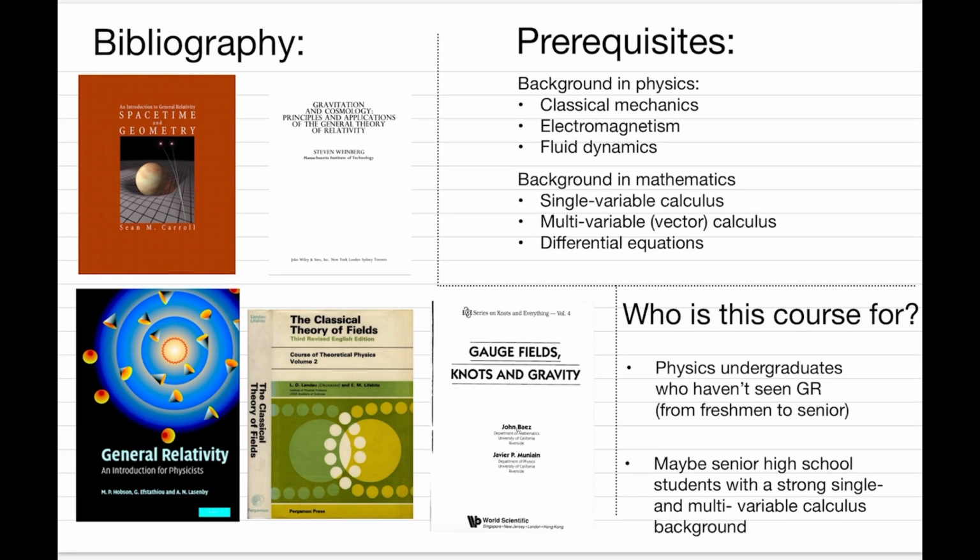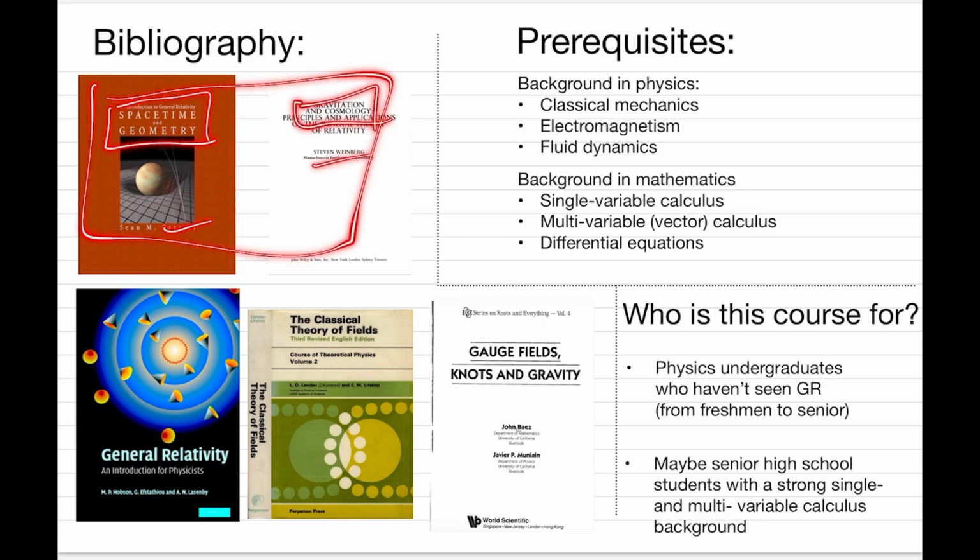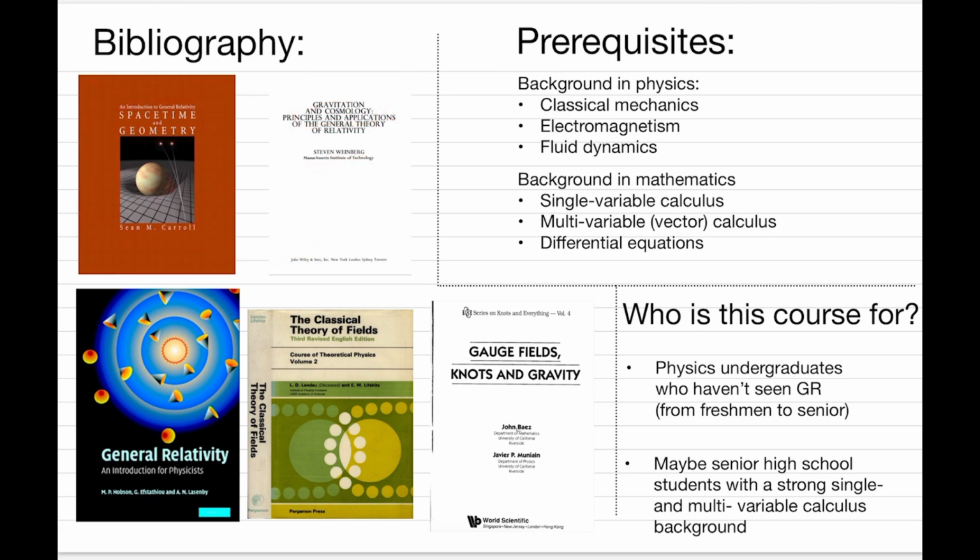So, let's start with bibliography. The two main books that I'm going to use, where I'm going to start the theory from, are these two: Space-Time and Geometry from Carroll and Gravitation and Cosmology from Weinberg. These are great books, and I highly recommend you to read them.